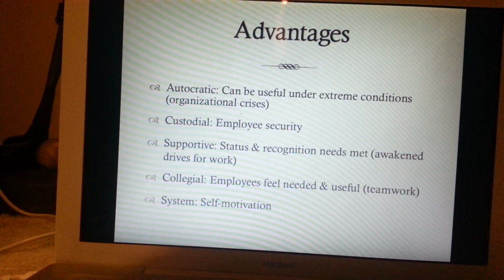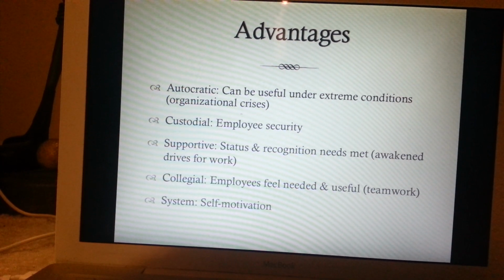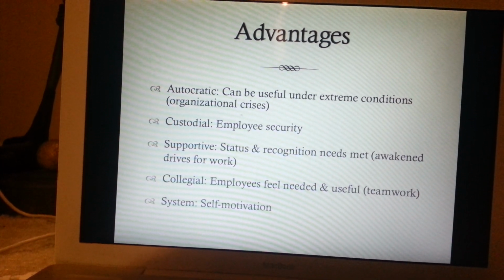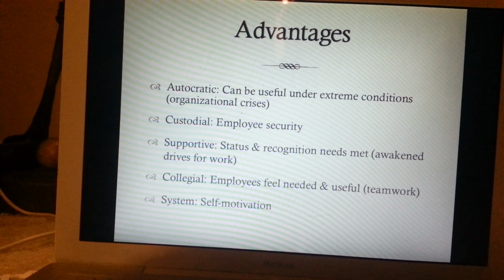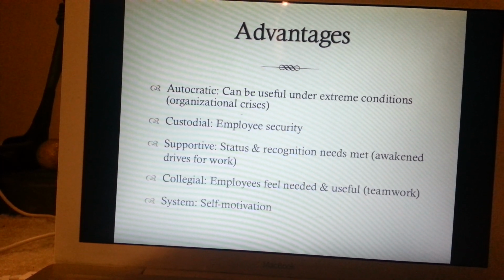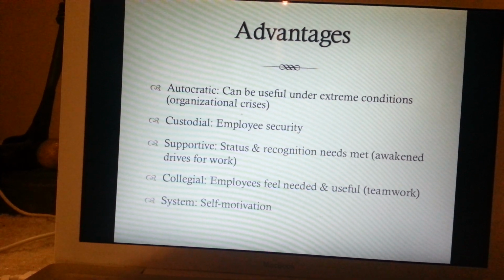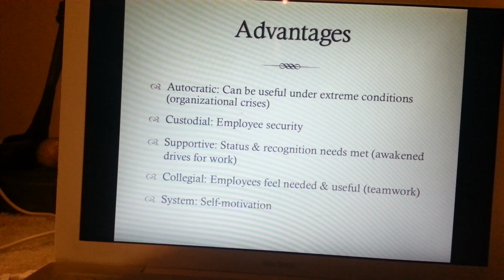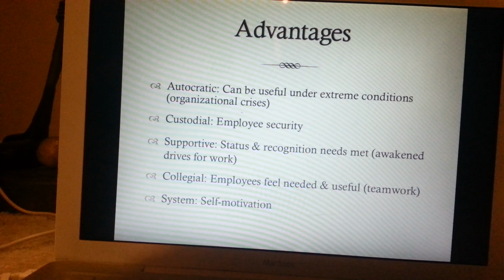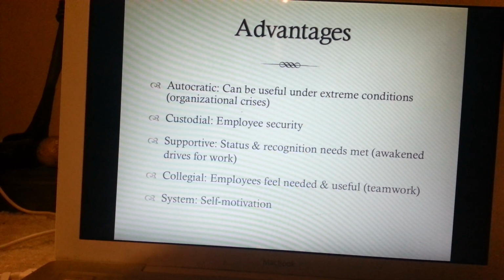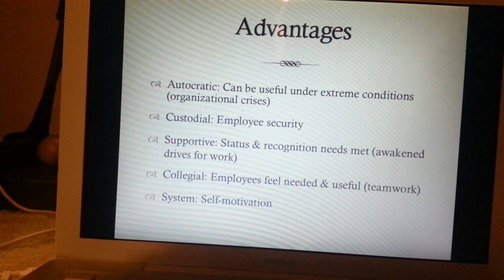Here are some of the advantages of each. The autocratic can be useful under extreme conditions, such as organizational crises. The custodial, which builds employee security. Supportive, which builds status and recognition. Also the collegial, employees feel needed and useful. And the system, which builds self-motivation.